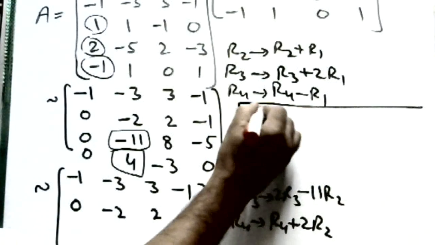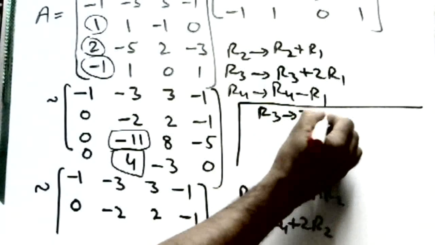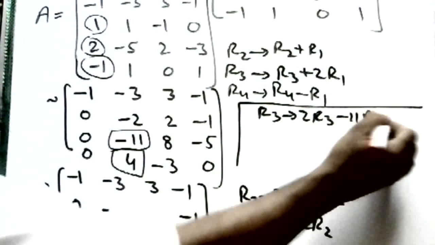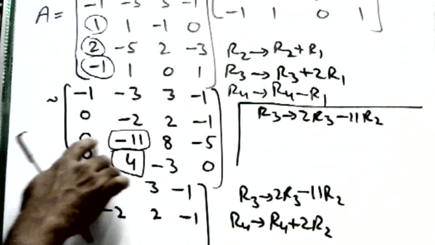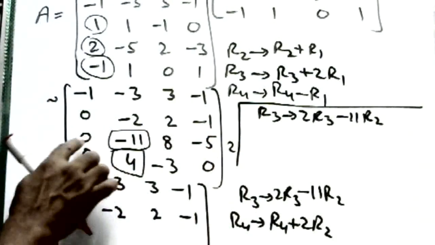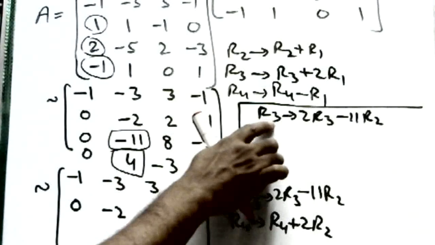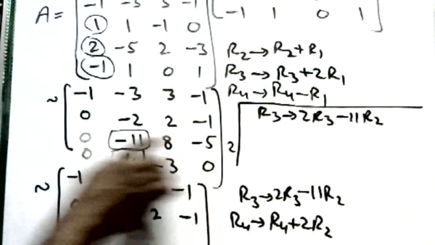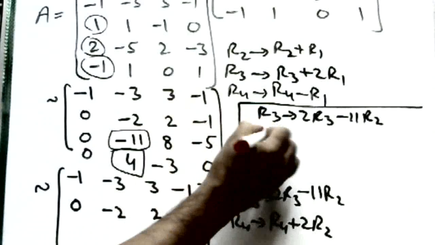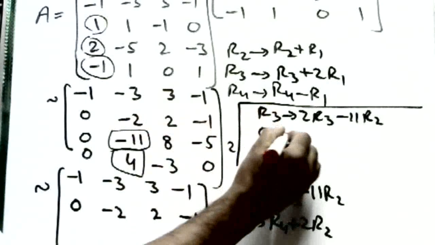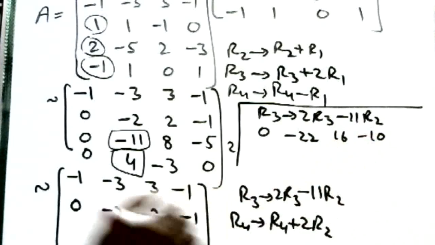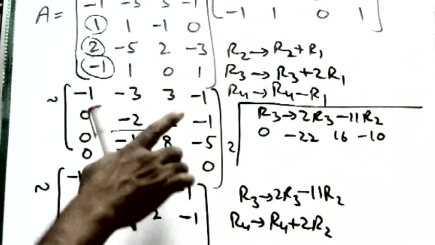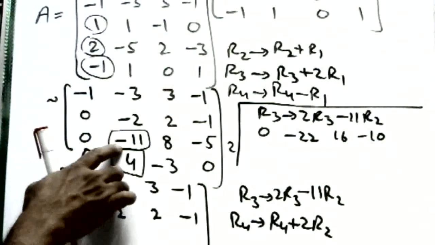If it looks difficult to do directly, let me do some rough work. I am showing the rough work of R3. R3 implies 2R3 minus 11R2. What is 2R3? That means we have to multiply 2 with R3. Multiply R3 with 2. 2 zeros are 0. 2 into minus 11, minus 22. 2 8s are 16. 2 5s are 10, minus 10.